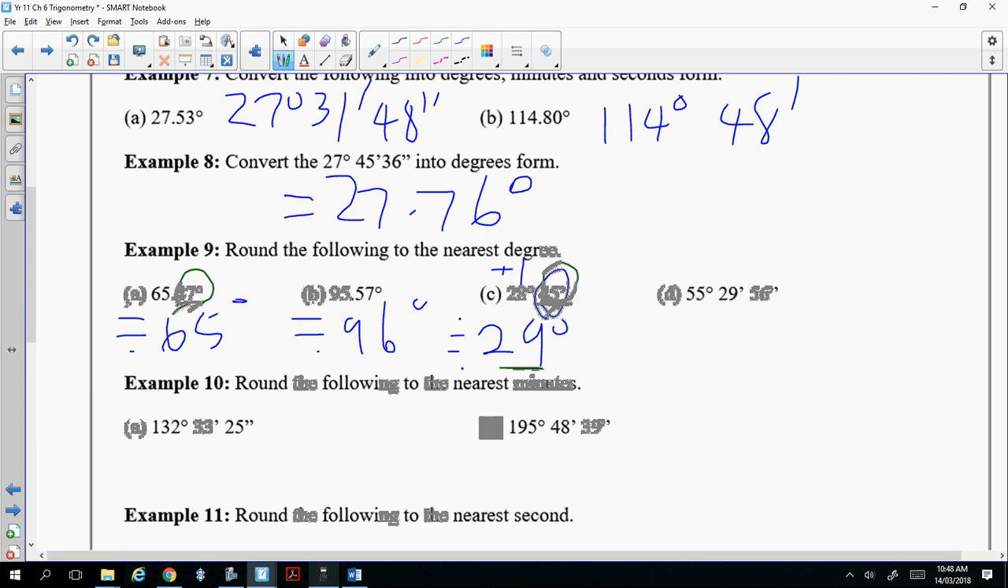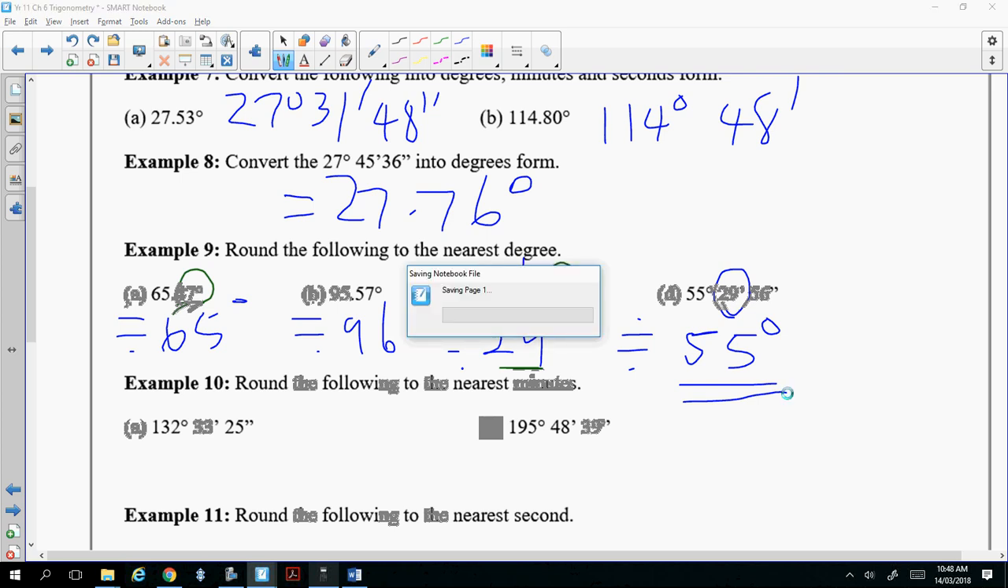All right, the last one we have to convert to the nearest degree. Again, you look at the minutes. That's 29 minutes, which is less than 30, so do not round up. So just write it like that. 55 degrees. All right, any questions?